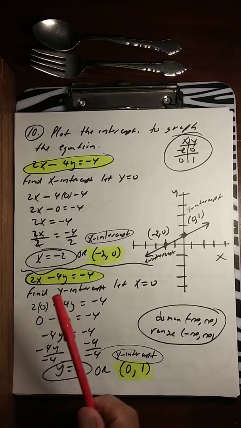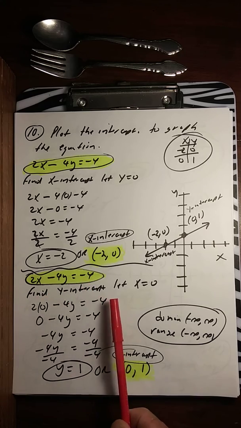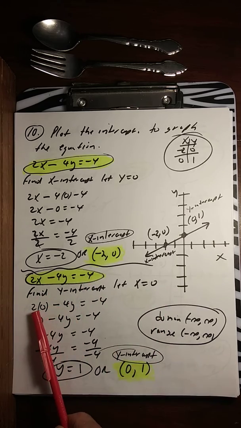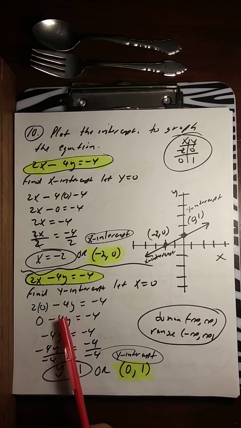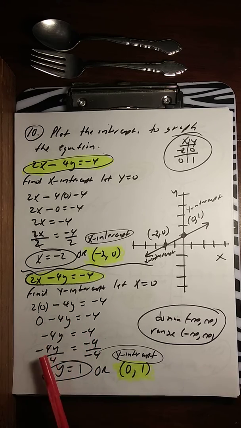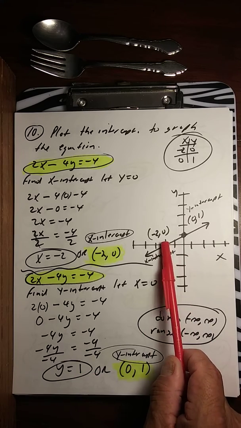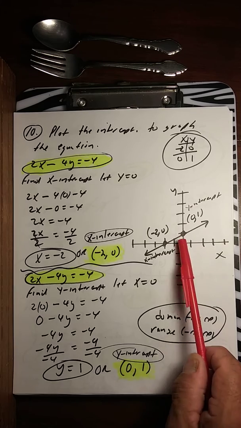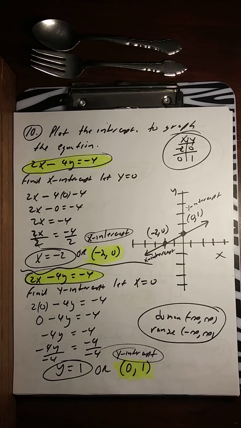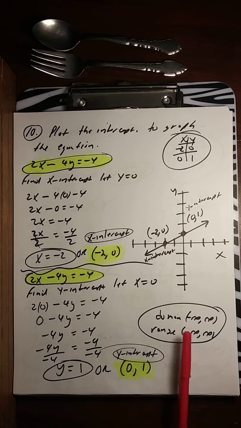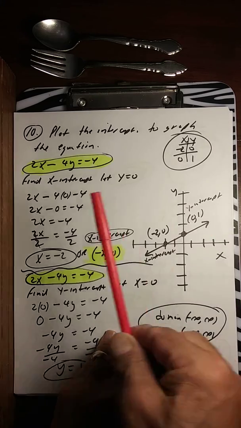That's 1 point. Find the y-intercept. Let x equals 0. Put a 0 there. 0, 0 minus 4y. -4y is this. Divide by -4, divide by -4. Y equals 1. So 0, 1 is the other point. So -2 and 0. And 0, 1, connect the dots. Plot the intercepts to graph the equation. Domain -infinity, infinity, range is -infinity, infinity. This way, that way.